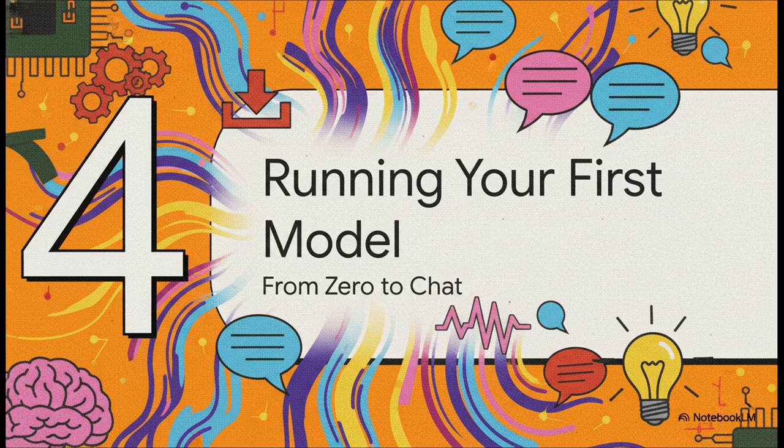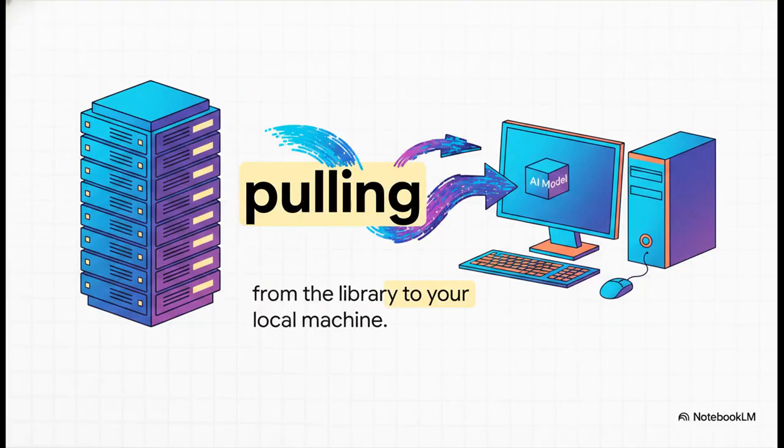We're about to download our very own AI and actually start talking to it. In the Ollama world, you'll hear the term pulling a model. Don't let that intimidate you. It's just a fancy word for downloading. We're just telling Ollama to go grab a specific AI model and save it to our computer.